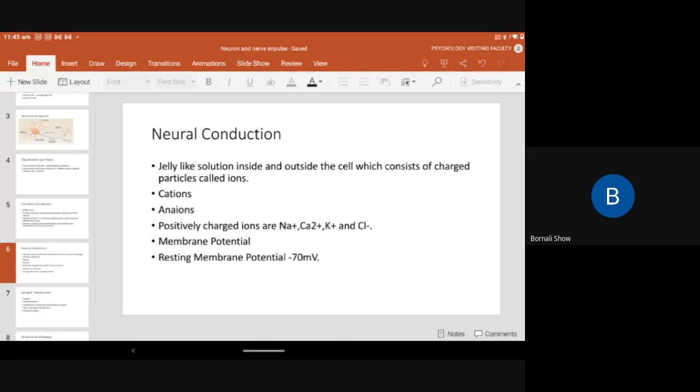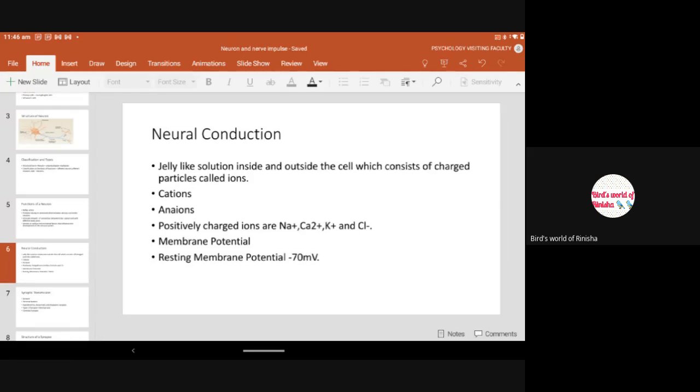There are two types of ions, and the positively charged ions are what I told you: sodium, calcium, potassium. And there is relatively more positive charge next to the plasma membrane on the outside, and relatively more negative charge on the inside of the membrane of the cell. Ma'am, is chlorine the only anion? Yes, chlorine is a negatively charged ion. Okay, so this difference in electrical charge across the membrane is known as the membrane potential.